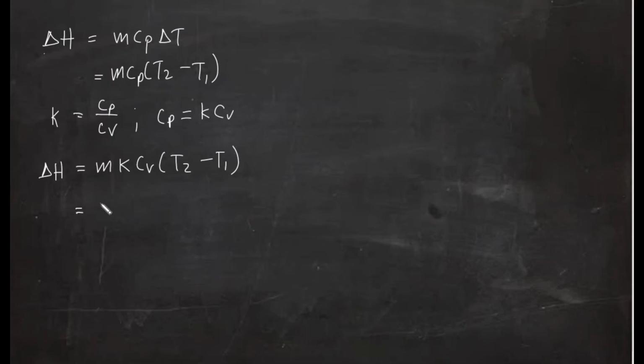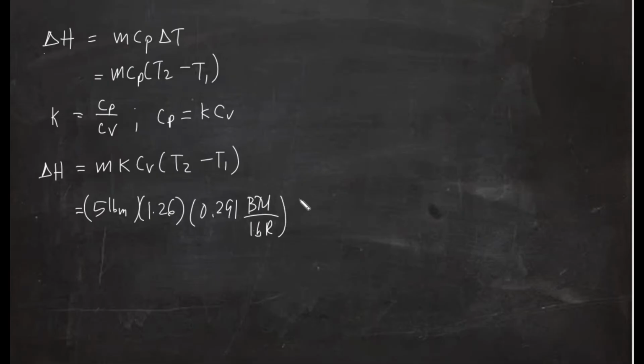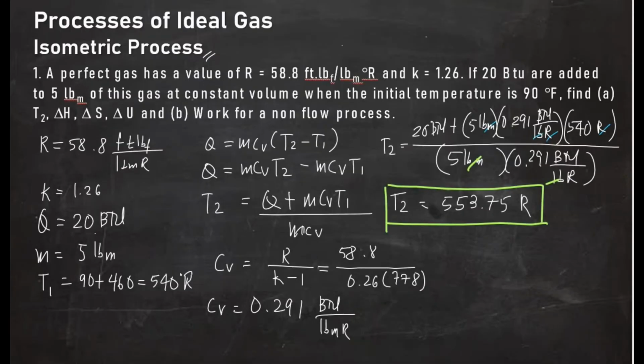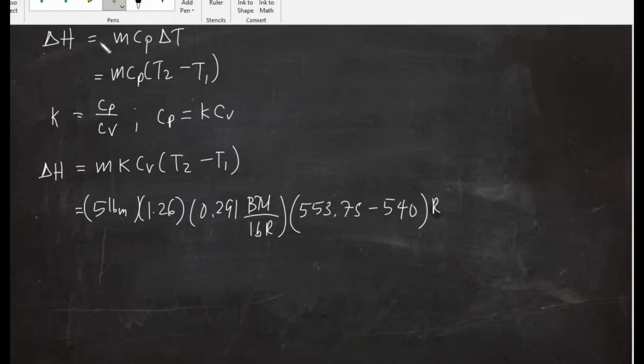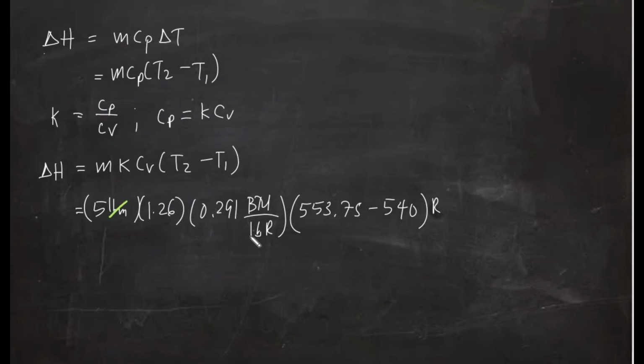Okay, so mass is 5 pounds, k is 1.26, c sub v is 0.291 BTU per pound mass Rankine, and T sub 2 is equal to 553.75. T sub 1 is 540. So this is in Rankine. Let's check the units. Pound mass cancels out, Rankine cancels out, and the final unit is in BTU.